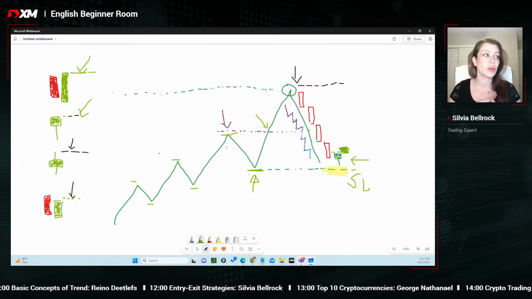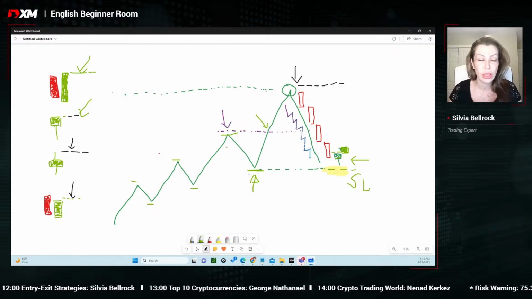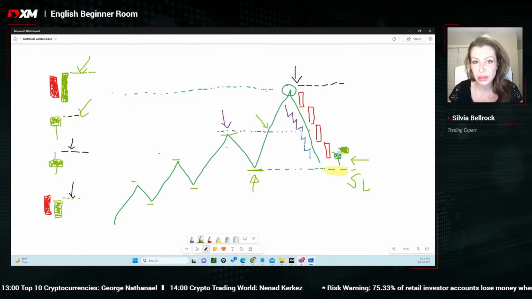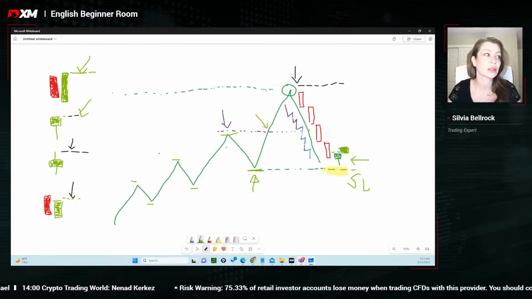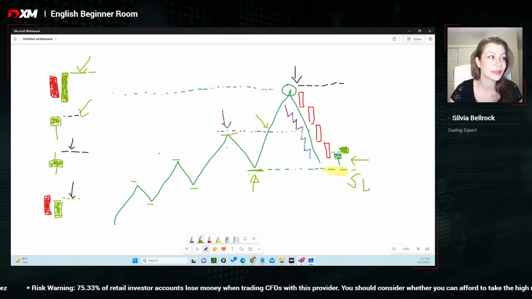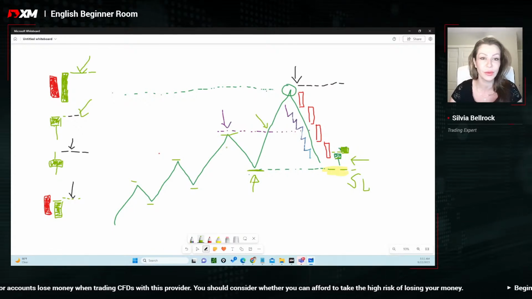What I like doing when I use stop losses is I like allowing myself a little more room. So I don't really like putting way too tight stop losses, because a lot of the times I'm going to get stopped out and the market is going to go in my direction, and I'm not going to be part of it. And this is very, very frustrating. I'm sure you have experienced this, some of you.